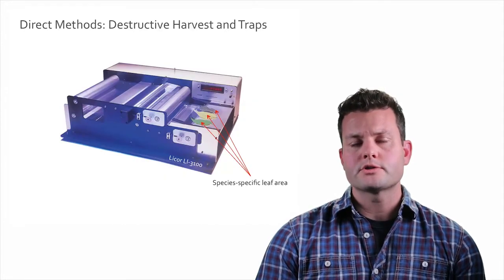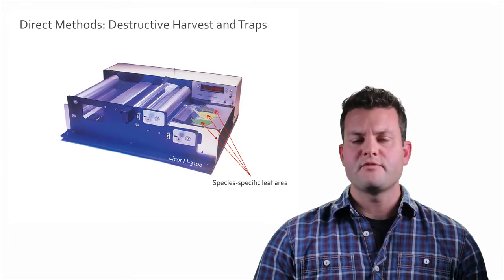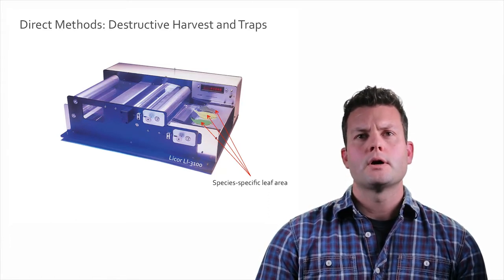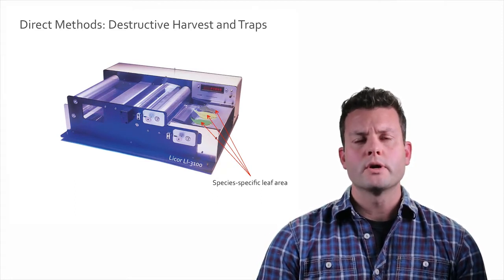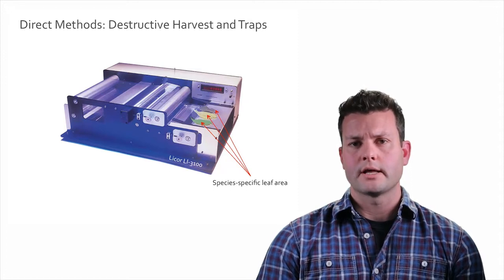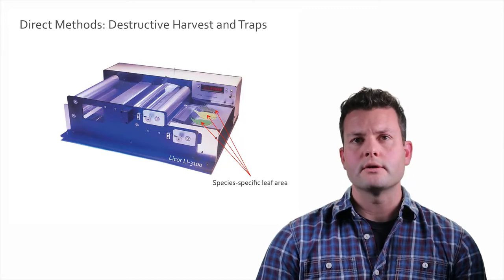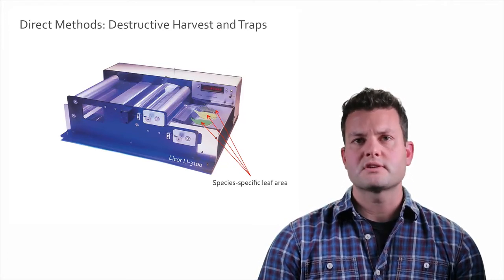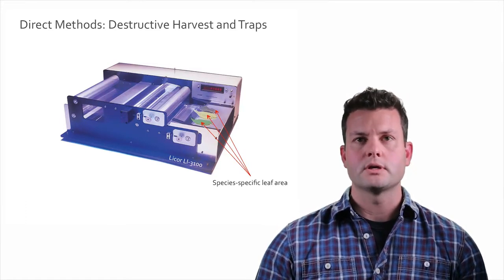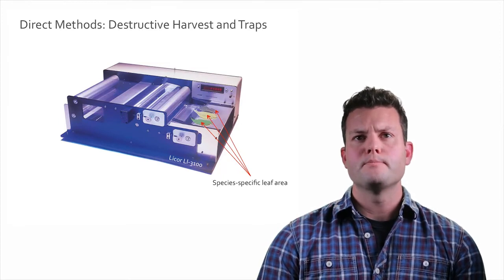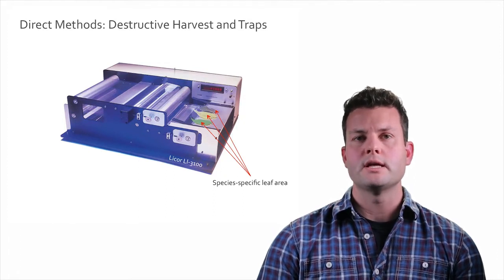With both destructive harvest and litter traps, once the leaf material has been extracted from the plant, we need some way of measuring the amount of leaf area that we collected. One common way to do that is using something like the LI-COR LI-3100, which is essentially an optical scanner. You pass each of the leaves through the scanner, and the leaf area is measured. When we're done scanning all of the leaves, we can sum the area and divide that by whatever ground area we were working with to get a measure of leaf area index.